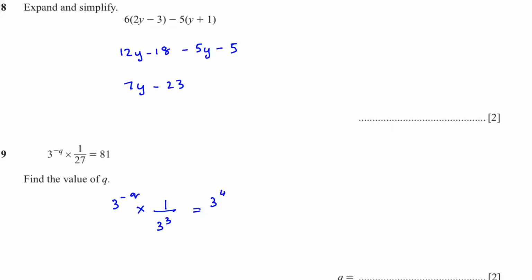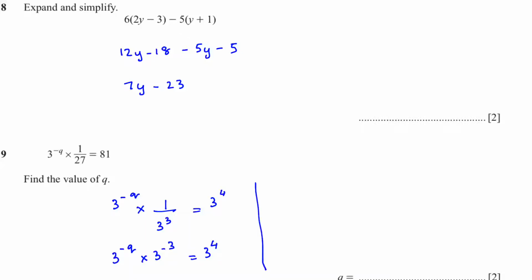The rule for indices tells us that if you have anything in the denominator and you bring that power up, the sign will become negative, or the sign will change. This is positive. When I bring it up, it will become negative. So it will be 3 to the power of negative 3 is equal to 3 to the power of 4.